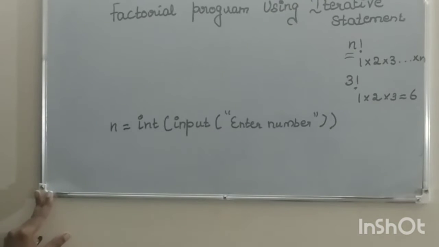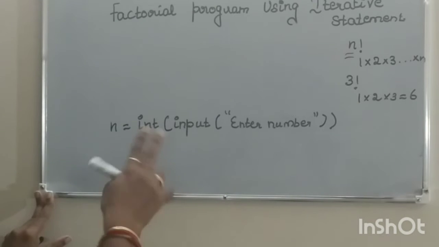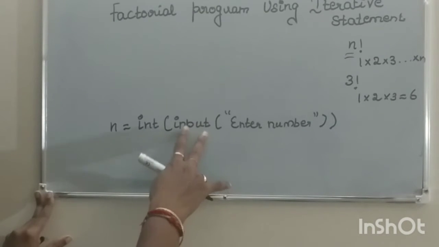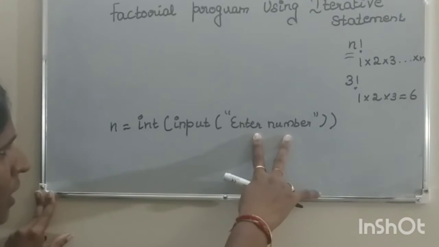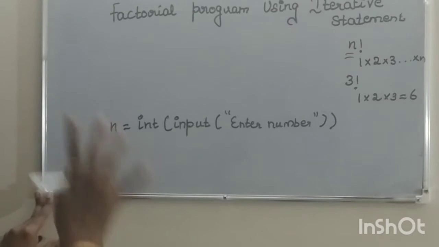Normally, it will take the input as string format. We need to convert that string format into an integer. So for that purpose, I am using int here. It will convert the string into an integer. The input function is used to get the input value from the user. This is a prompt message. The input value will be stored in the variable n.